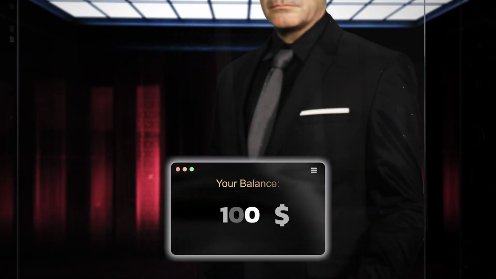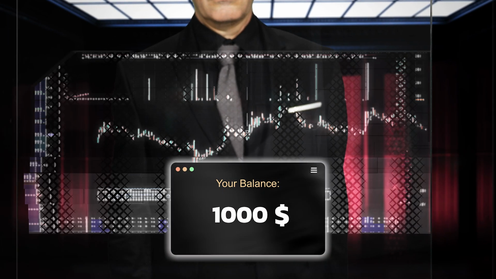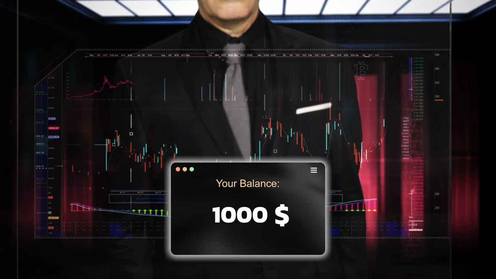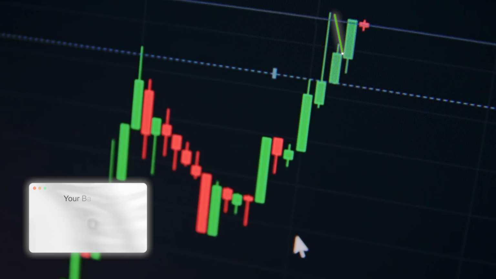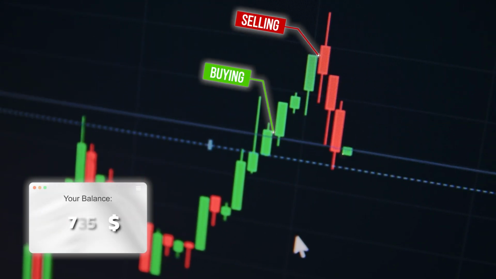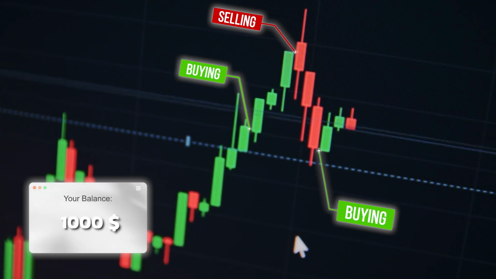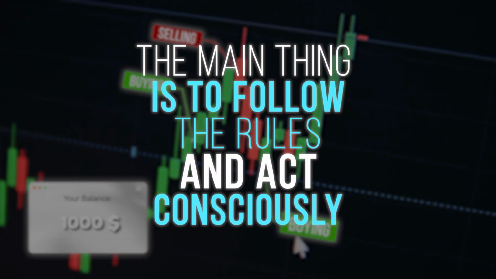Is it possible to turn $100 into $1,000 on trading? Many people dream of a quick acceleration of their deposit, but is it real or is it just a trap that will lead to a drain? Today, I'm going to break down the two best strategies for deposit acceleration, which can really help to increase your capital, even if you have only $100. The main thing is to follow the rules and act consciously.